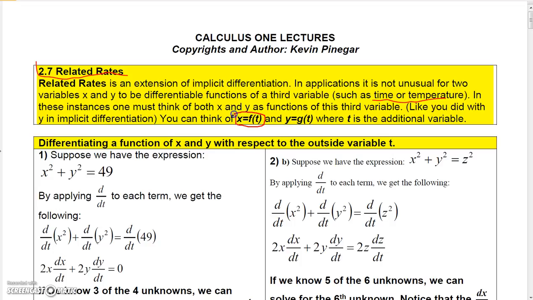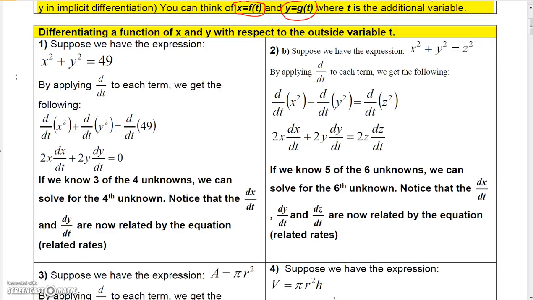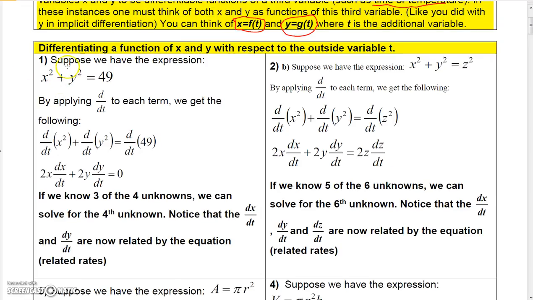So x is considered to be a function of time, and y is considered to be a function of time, or whatever the external variable represents. Before we get into any applications, let's look at how we would differentiate a function with respect to an outside variable. So let's say x squared plus y squared, or in other words, x and y are related by this equation.